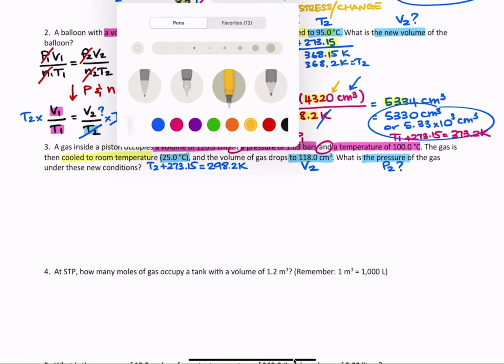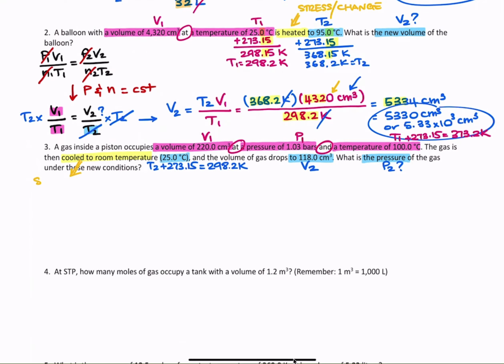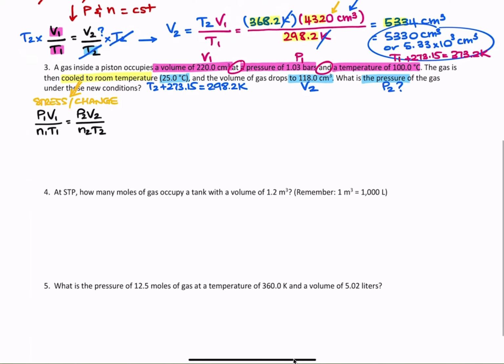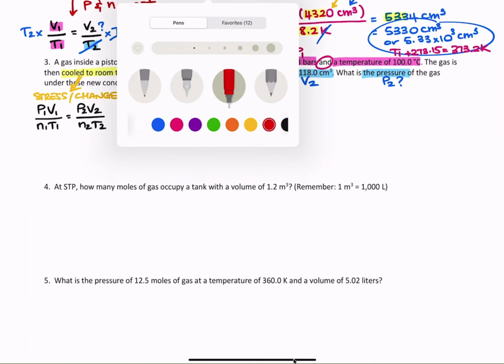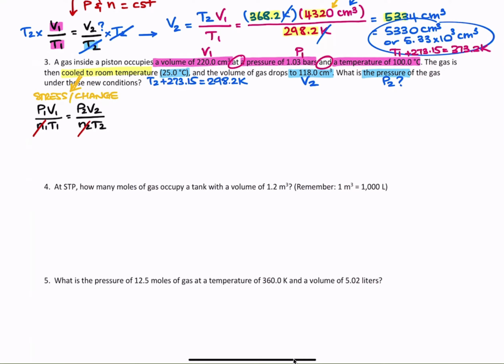Again, here's my stress applied to the system, my change. Therefore, I'm going to be using the general equation P1 V1 over n1 T1 equal P2 V2 over n2 T2. We're given no information whatsoever on the amount of gas, the number of mole, therefore n is constant, and we have a new equation as being P1 V1 over T1 equal P2 V2 over T2.